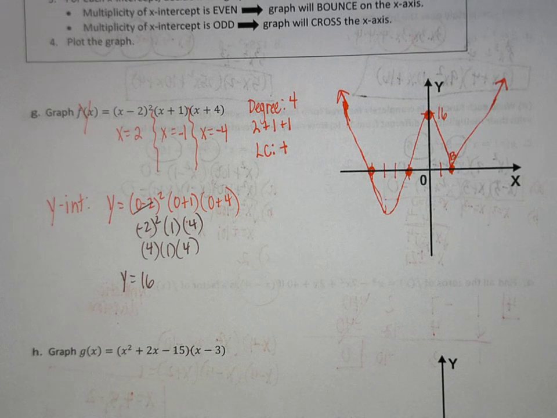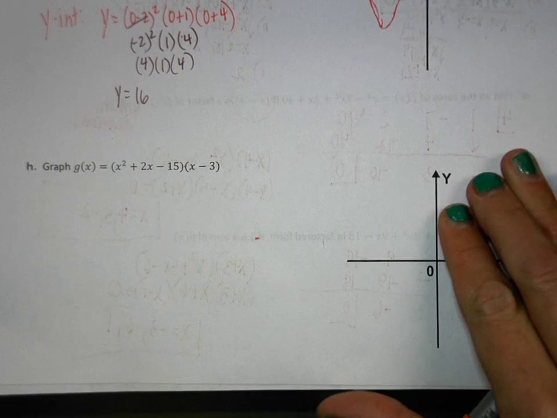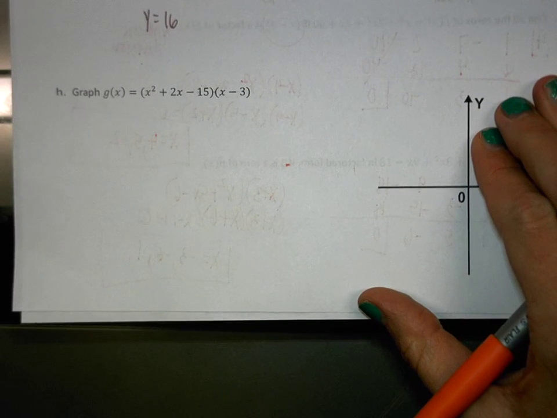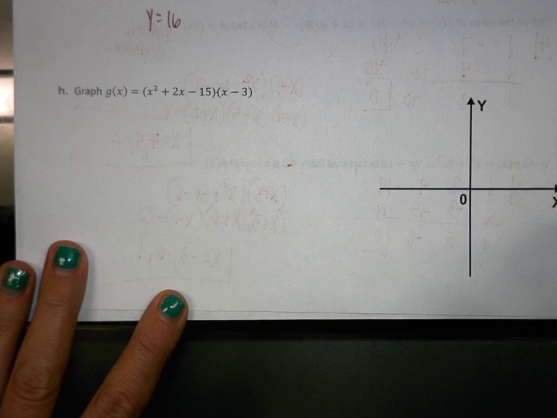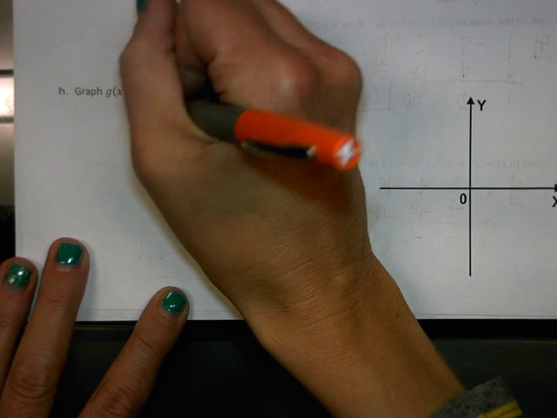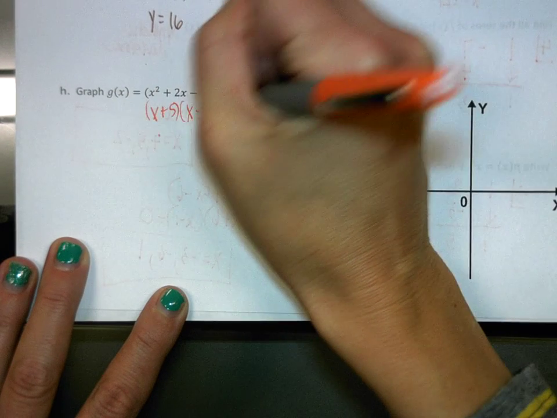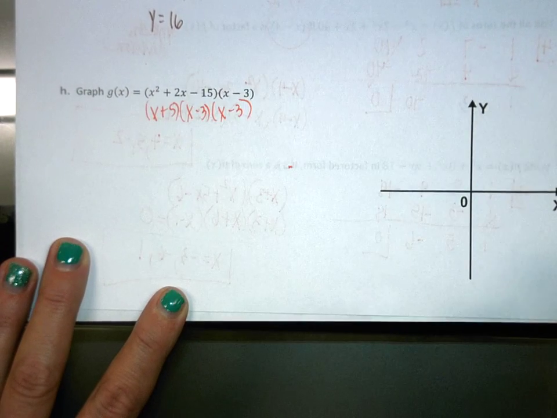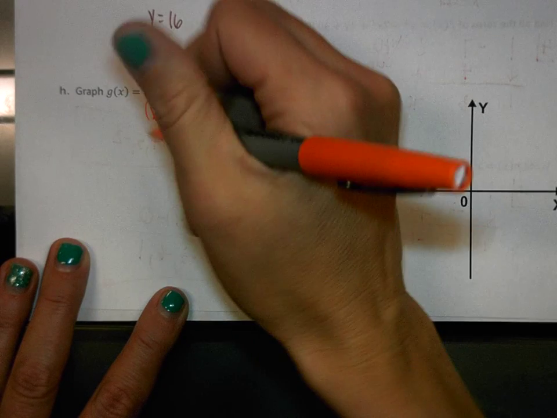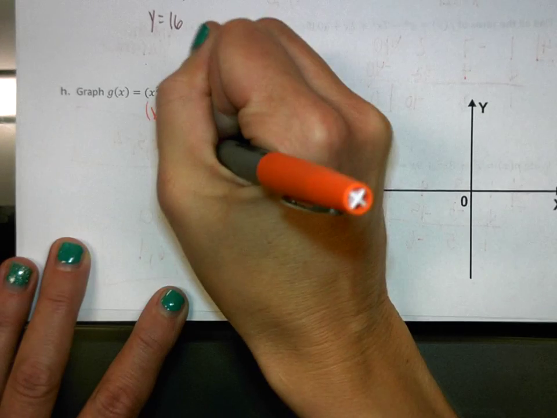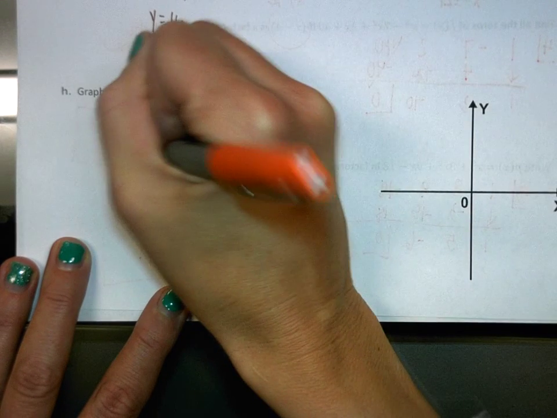Okay, next graph. Now this one is not factored fully, so we need to finish factoring it. What can be multiplied to be negative 15 and added to be 2? Positive 5. Good. x plus 5, and then we have x minus 3 and x minus 3. Now I'm going to rewrite this because what do you notice? There's two x minus 3's. Very good. So I have x plus 5 and x minus 3 squared. And you can either write g of x equals this or y equals this.